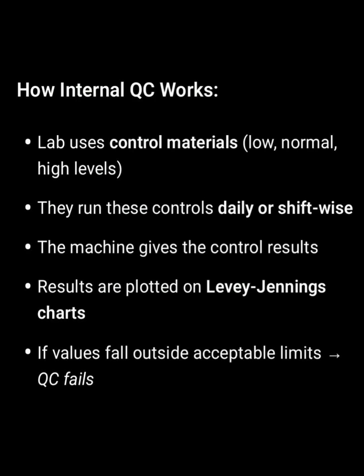How does internal QC work? The lab uses control materials at low, normal, and high levels. They run these controls daily or shift-wise. The machine gives the control results. Results are plotted on a Levey-Jennings chart. If values fall outside acceptable limits, QC fails.